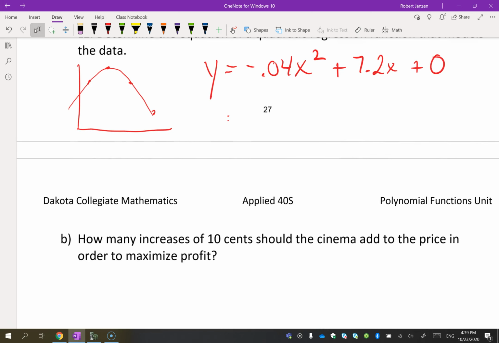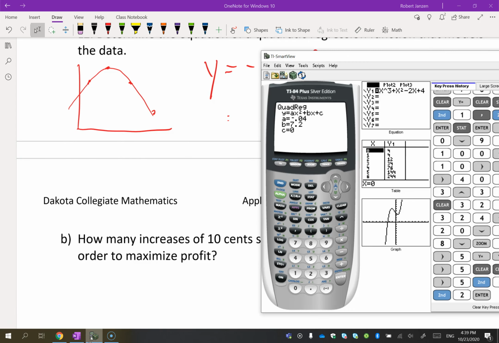It says how many increases of 10 cents should the cinema add to the price in order to maximize the profit? Well, in this case, it looks pretty obvious to me what the highest point is. I think that's actually my data point. But the best way to do this now is to actually put the regression equation in as the line of best fit, and then find our maximum.